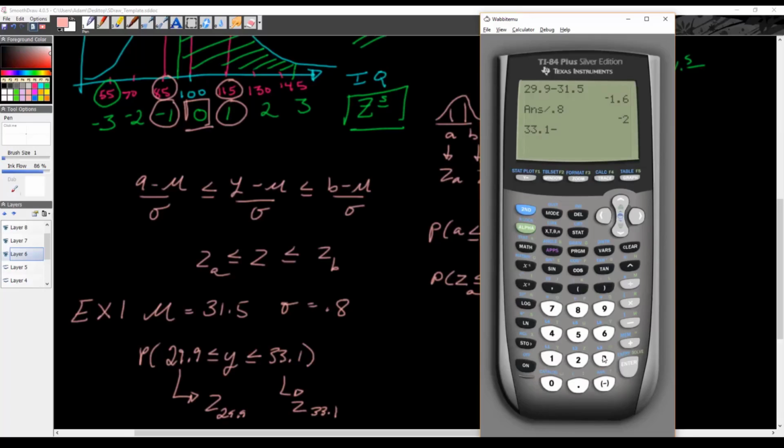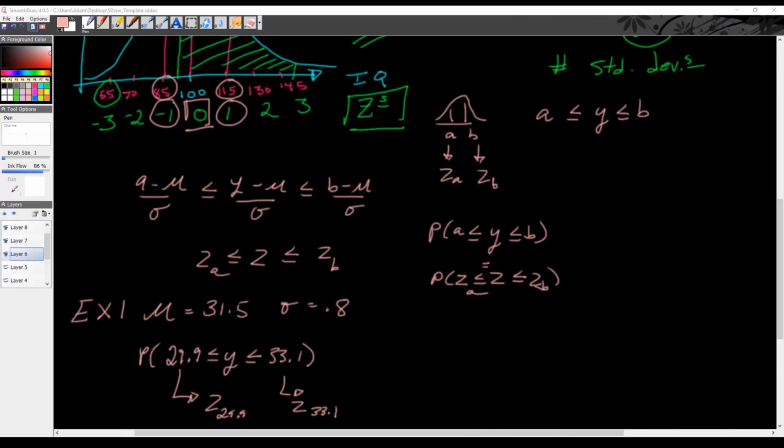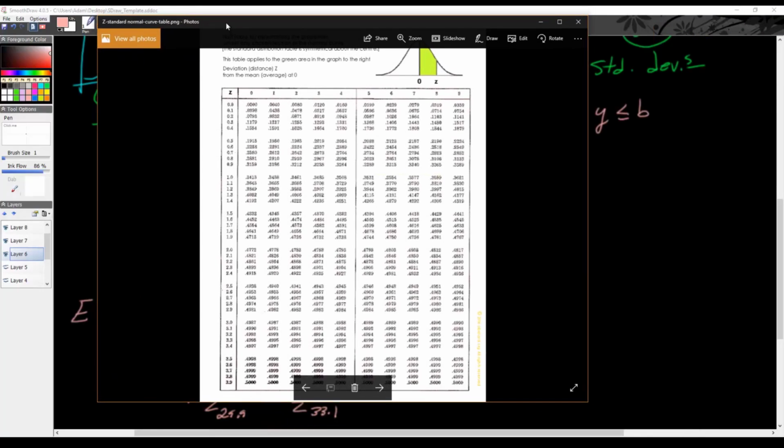33.1 minus 31.5 is 1.6, and we divide that by the standard deviation, and we get 2. So we get a z value. Now we want to know the probability that we get a z less than or equal to 2, but greater than or equal to negative 2. So let's look at the z table, and then I'll show you how to do this in Stata.